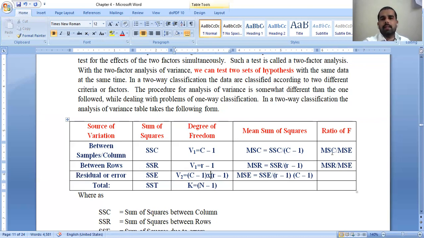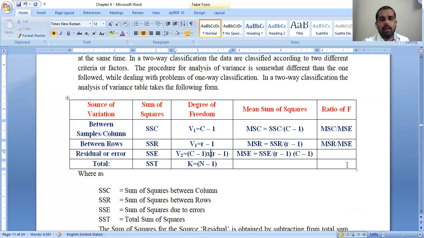Here we are going to test two sets of hypotheses. The first one is this one, and the second one is MSR divided by MSE. In these two cases, the numerators MSC and MSR are different, but the denominator MSE is the same in both sets of hypotheses. Here SSC is the sum of squares between columns, SSR is the sum of squares between rows, SSE is the sum of squares due to errors, and finally SST is the total sum of squares.